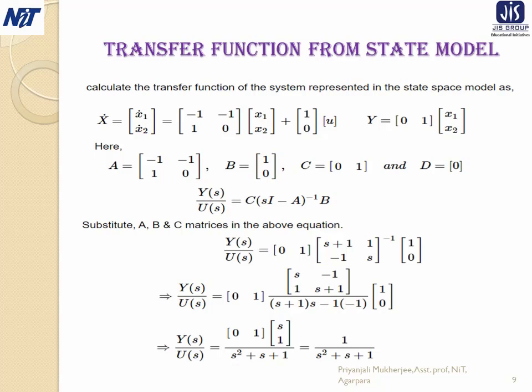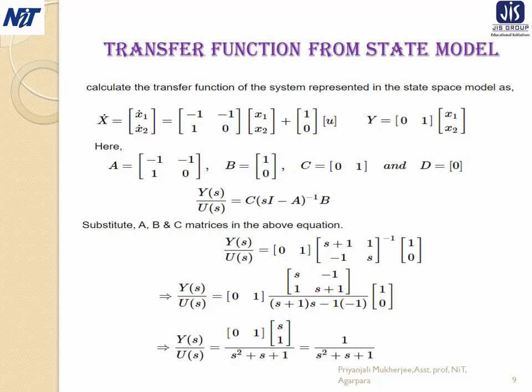So from this state model, we can easily identify the system matrix, the input-output coupling matrix, the input coupling matrix, and the output coupling matrix. So the system matrix is -1, -1, 1 and 0. The input coupling matrix or B matrix is equal to 1, 0.